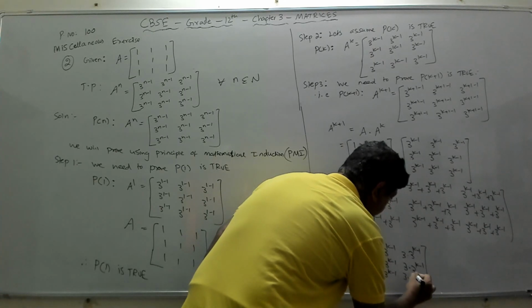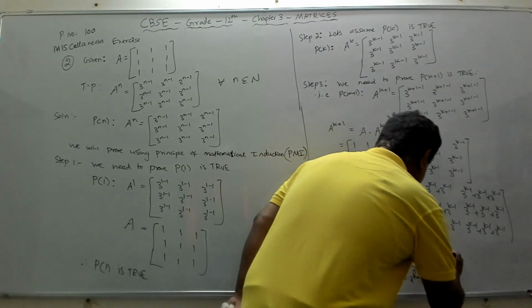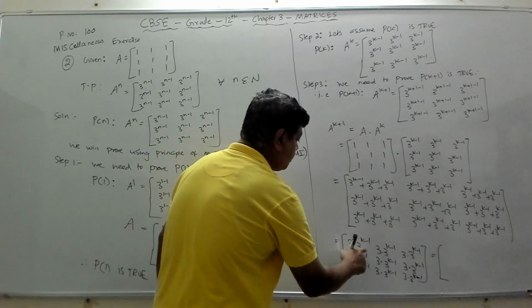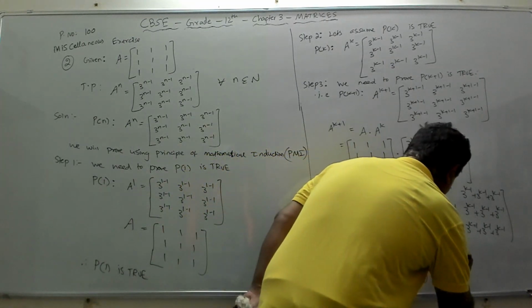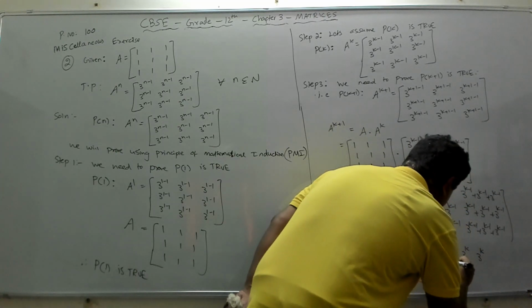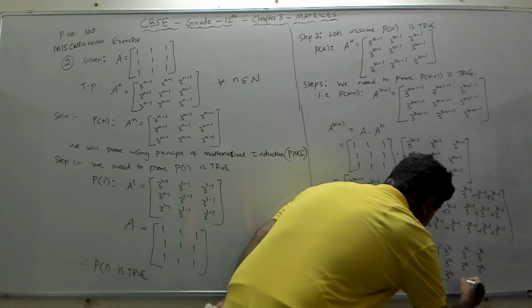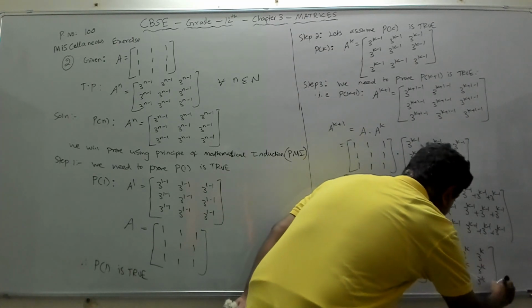Sorry, I'm writing too small. That is equal to, now 3 into 3 power k minus 1 is 3 power k. So this will become 3 power k, and every entry will become 3 power k.